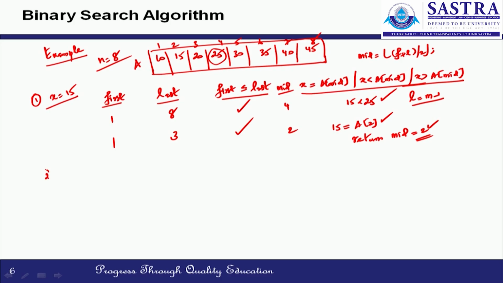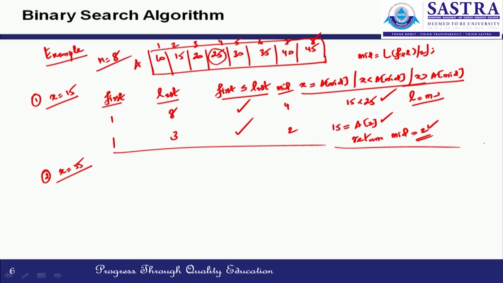Let us verify one unsuccessful search. Suppose x is equal to 55. Let us check if 55 is available in the array. 55 is not available in the array. Let us see how the algorithm returns a value 0 to indicate that 55 is not available in the array.